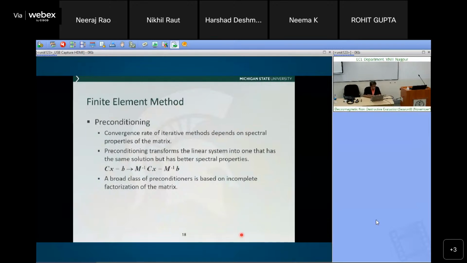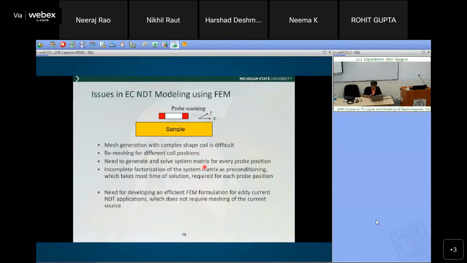Okay, this is just the preconditioning that we talked about. It transforms the linear system into one that has the same solution but better spectral properties, or a better condition number. As the name suggests, there's an algorithm you run one time, and then the solution becomes easier.